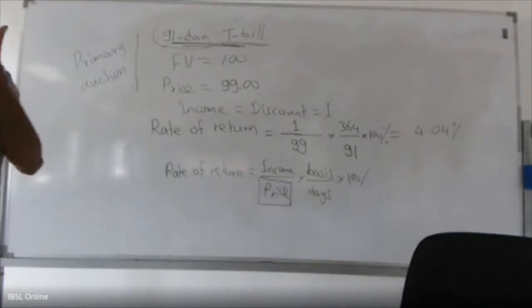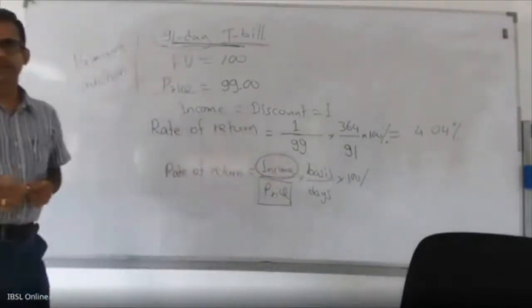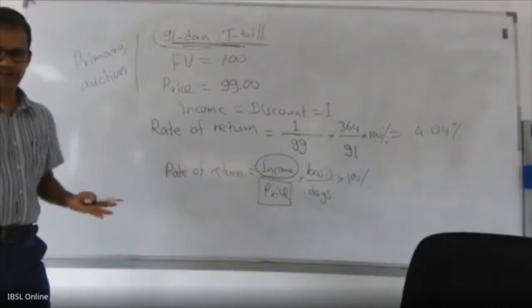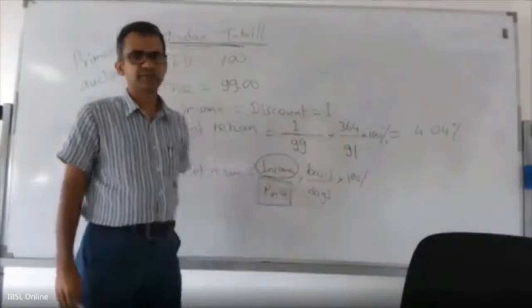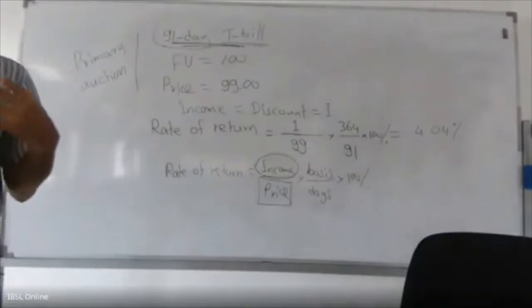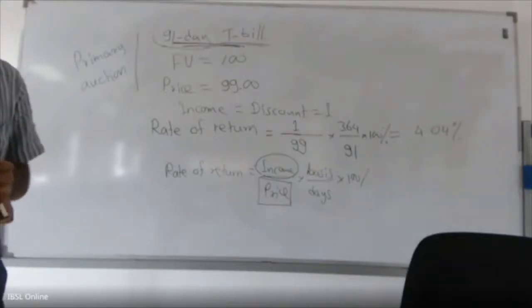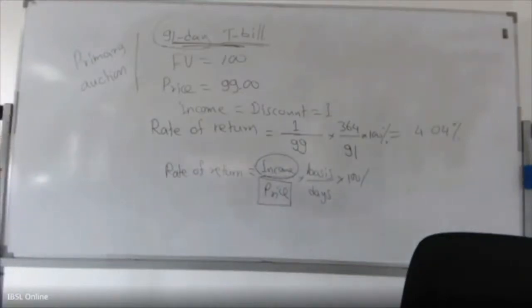Is there any income for him? He bought it at 99. He sold it at 99. So income goes to 0. Then everything would become 0. So in that example, the first investor didn't earn anything. His rate of return is 0. It is a sort of extreme event, but that can happen because the interest rate has gone up.